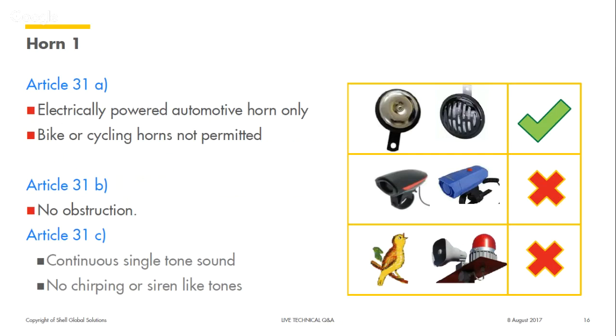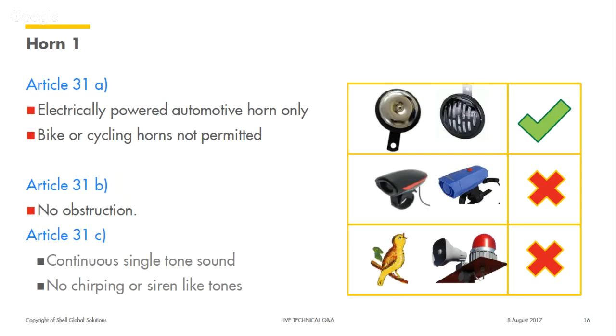Okay, this is a major change from previous years. For 2018, the rule now is that all horns must be electrically driven and they must be proper automotive horns, okay? So do not use bicycle horns or any other kind of horns. You need to use horns that are commonly available on cars, and that is the only one that we will accept, okay? So no more bicycle horns, and make sure that it is a proper automotive horn, and it should have a continuous single tone. It should not have any funny chirping sounds like birds or siren-like tones. It is just a standard automotive horn.